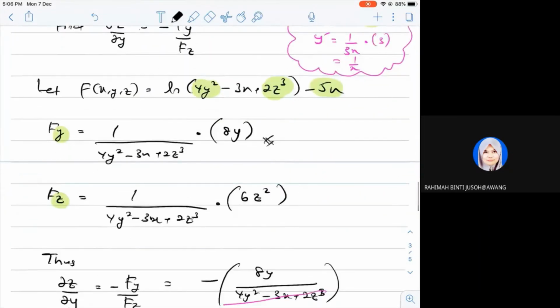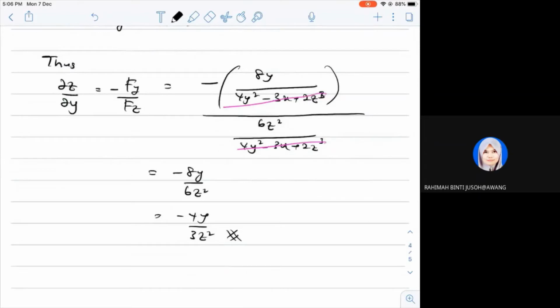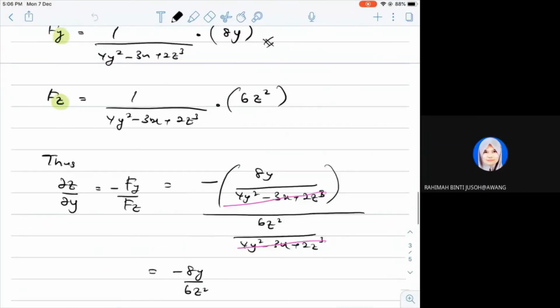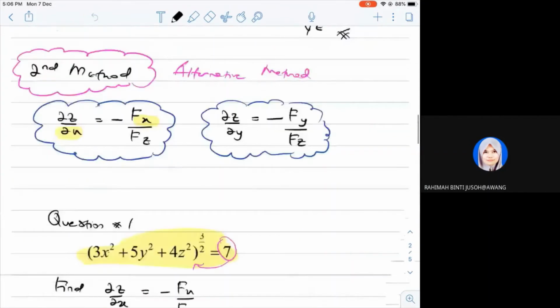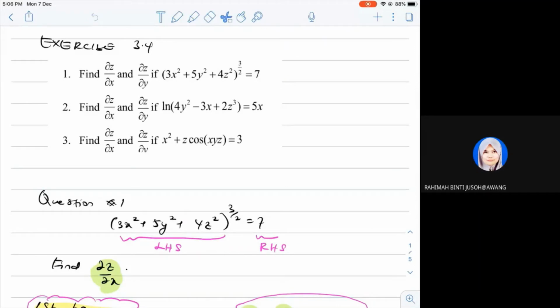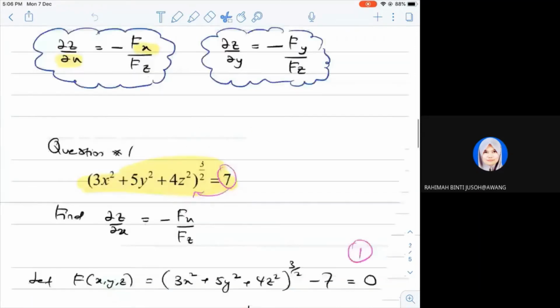Okay, do you understand the second method, guys? Alright, so now let's proceed to question number 3. Copy.